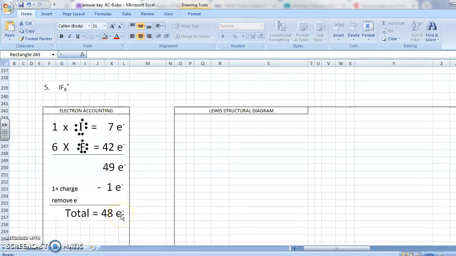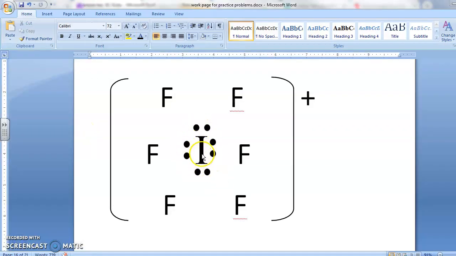Again, we're working with 48 total electrons. Iodine will be in the middle. So I'll draw iodine and surround it with 8. So here's the iodine surrounded with 8. This is a positive molecule. It's always good to put your brackets up with the positive sign right there.